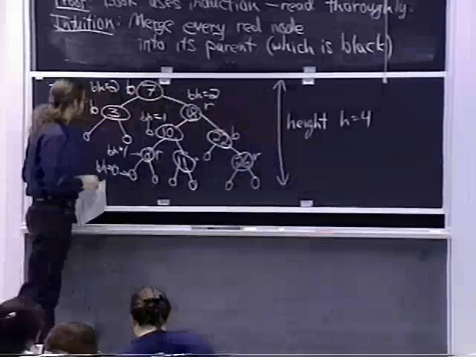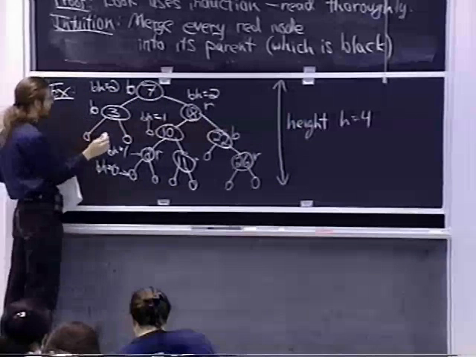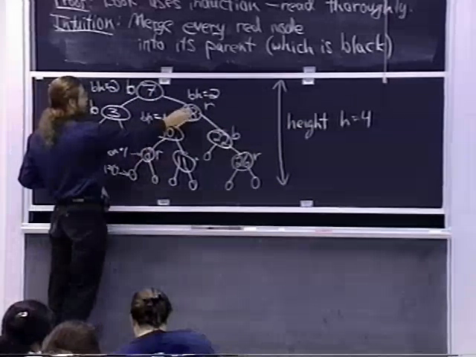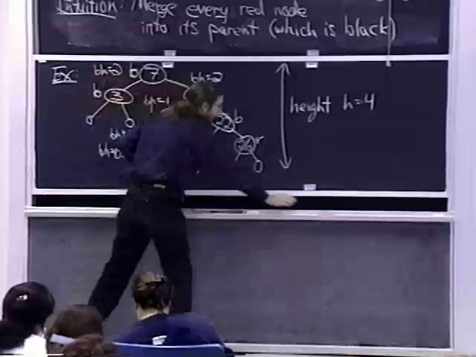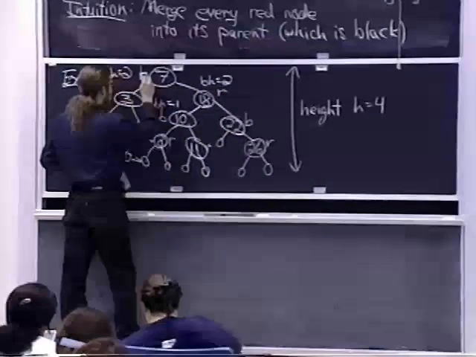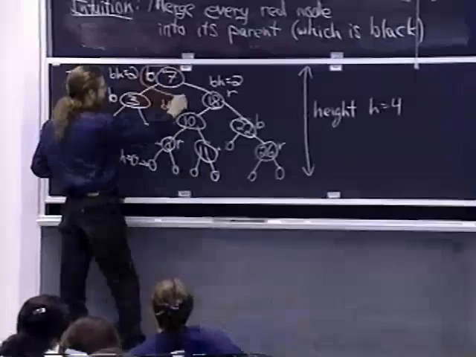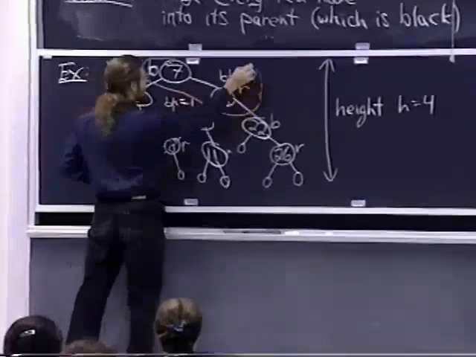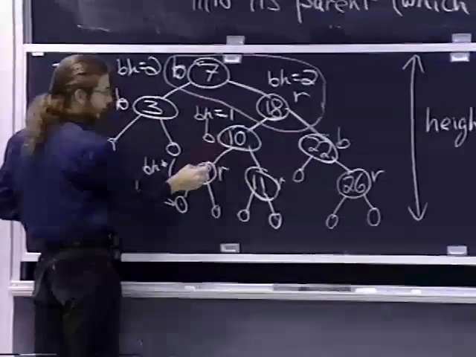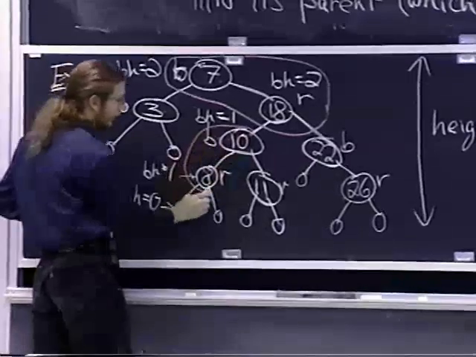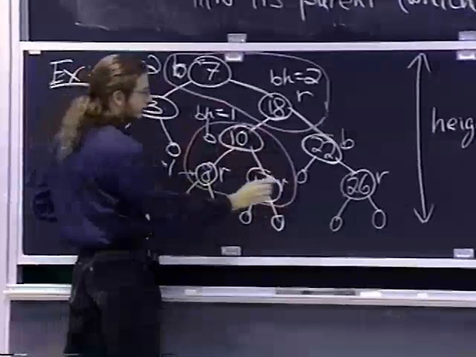So let's do that for this tree. I want to merge this red node, for example, into this black node. Okay. Why don't I use another color? I just happen to have red around. I'm going to do that merge. Here I have some red nodes. I'm going to merge both of those red nodes into the parent black node. Okay, and similarly over here.